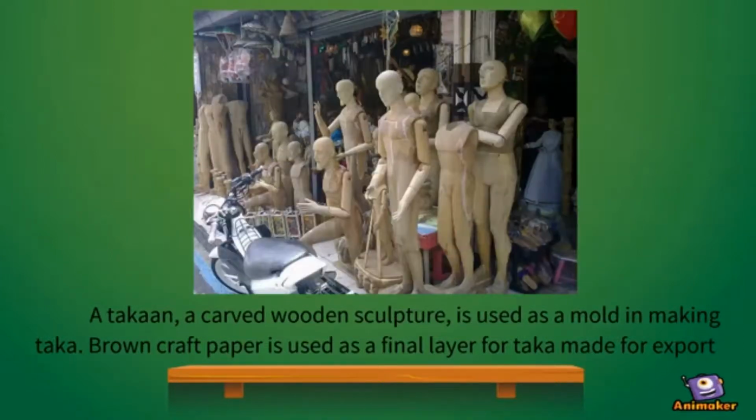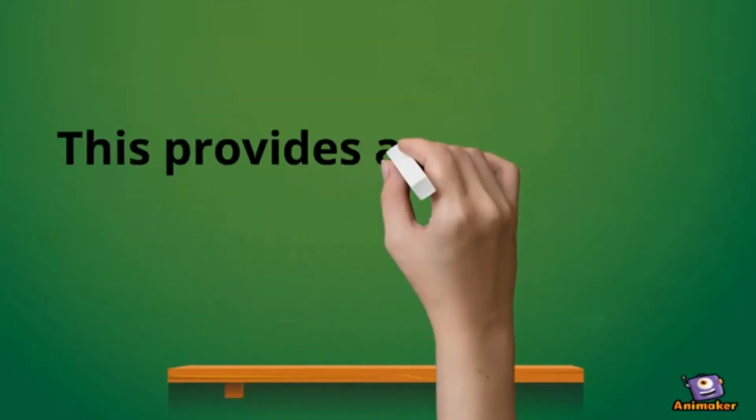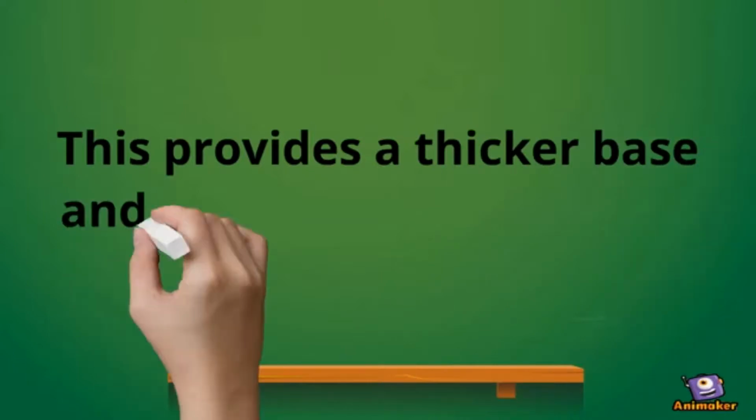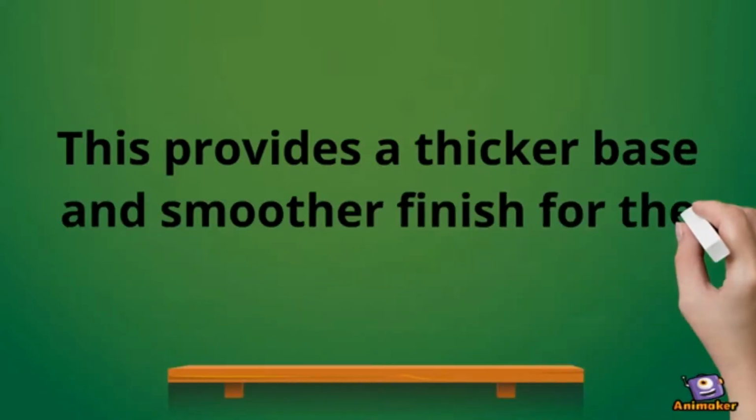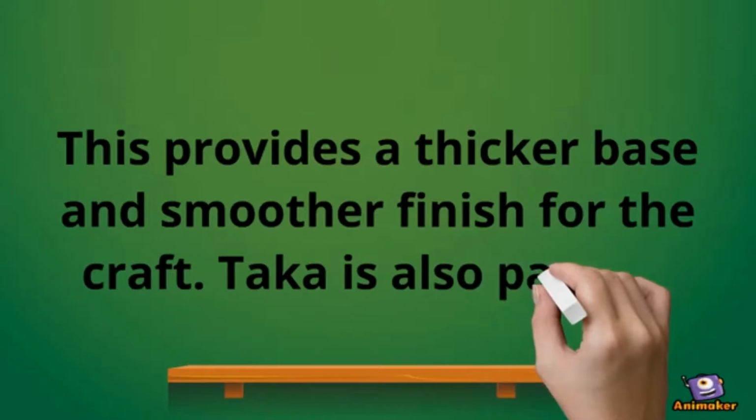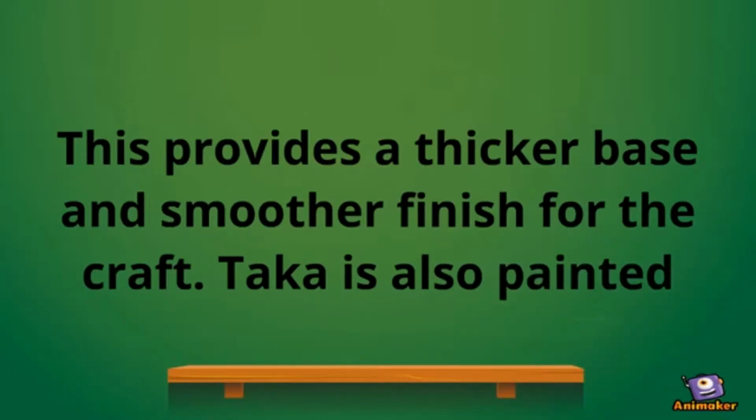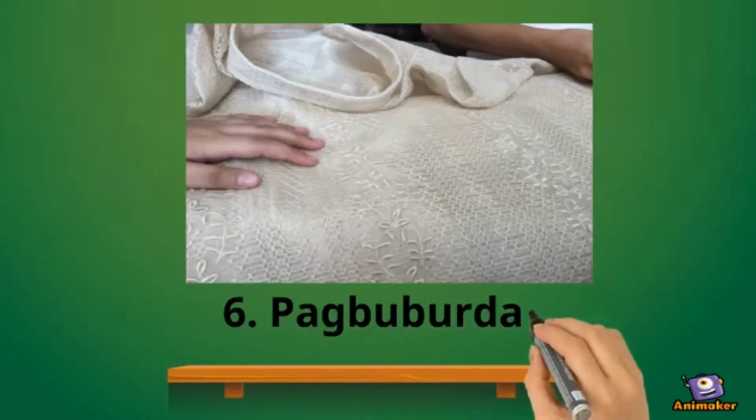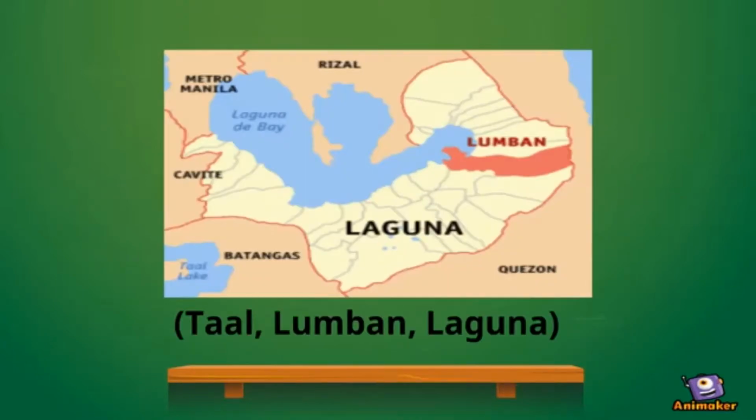Brown crab Kraft paper is used as a final layer for taka made for export. This provides a thicker base and smoother finish for the craft. Taka is also painted.